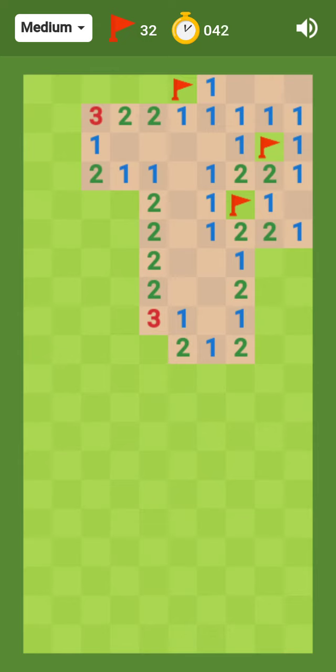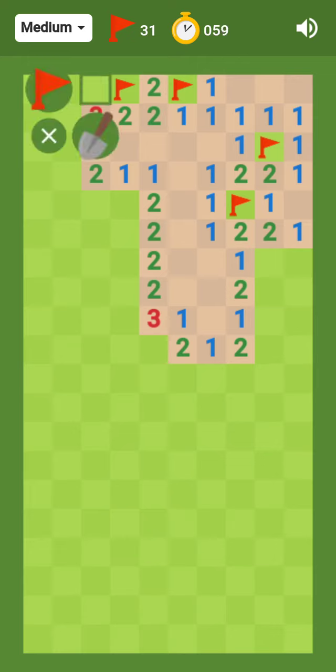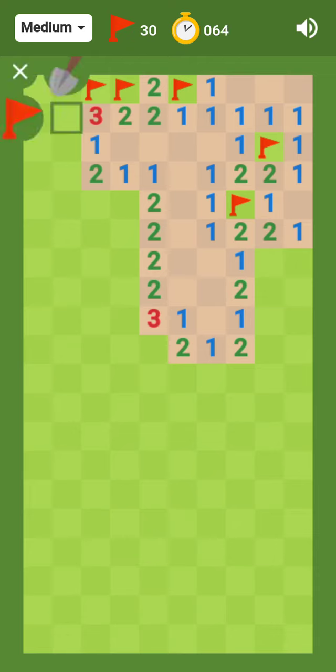What else could be? I don't know what else we can do that might be a mine. I reckon we could dig this up. Yeah, there we go. That's definitely a mine. And then that would make this a mine. So that, I think this might have to be a mine.